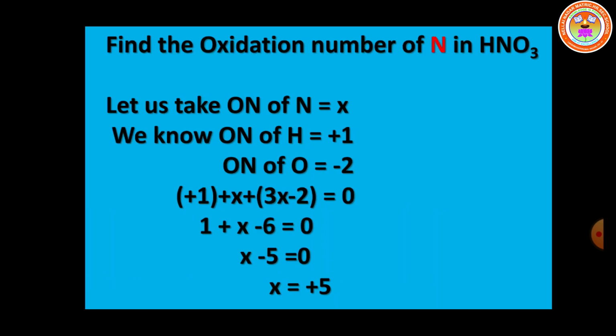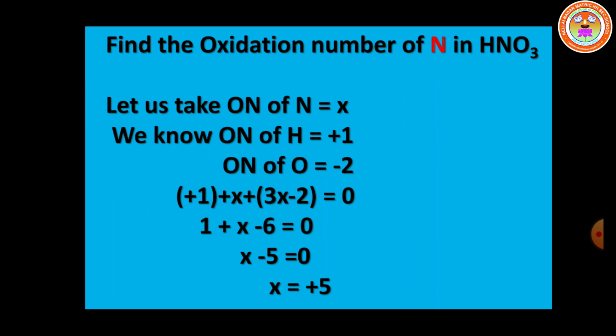And next example, find the oxidation number of nitrogen in HNO3. HNO3 means that is nitric acid. Okay, so find the oxidation number of nitrogen in HNO3. So let us take the oxidation number of nitrogen as X. We know hydrogen oxidation number is plus 1 and oxygen oxidation number is minus 2.